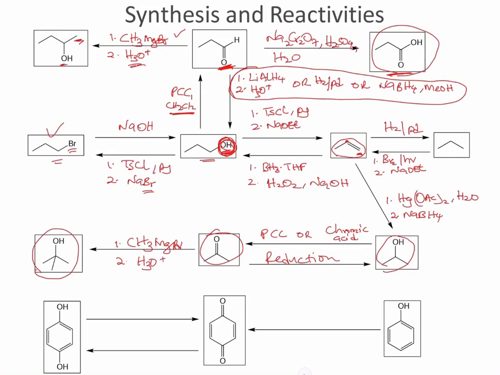Now, let us move to phenols. If you look at a phenol, this carbon here is fully saturated. So there's no way for us to oxidize that position. So when we perform oxidation of phenol, it ends up forming another compound which we call benzoquinone. And here again we can use either PCC or we can use chromic acid.